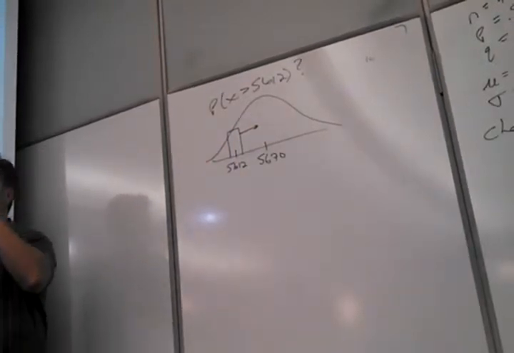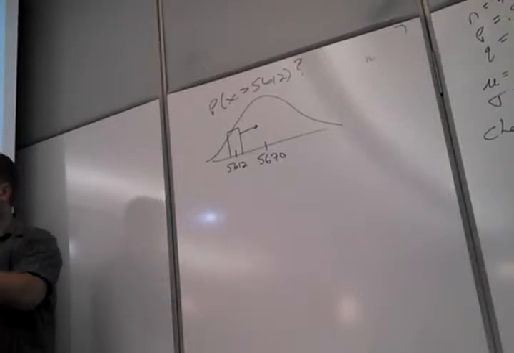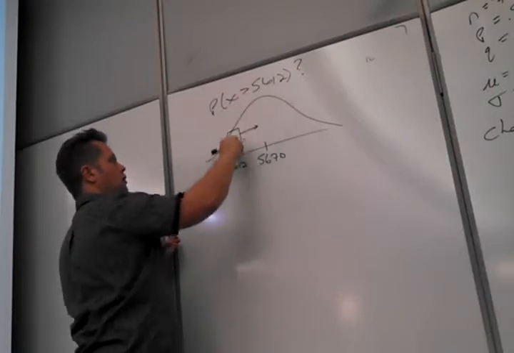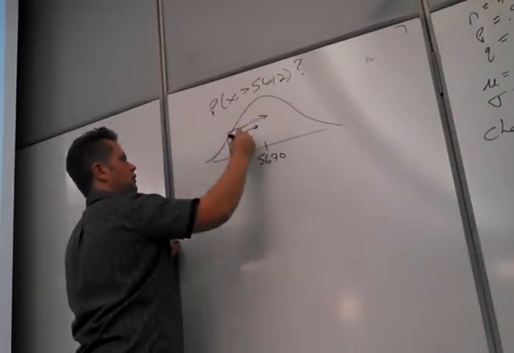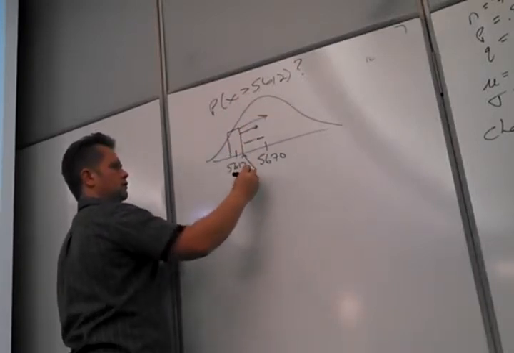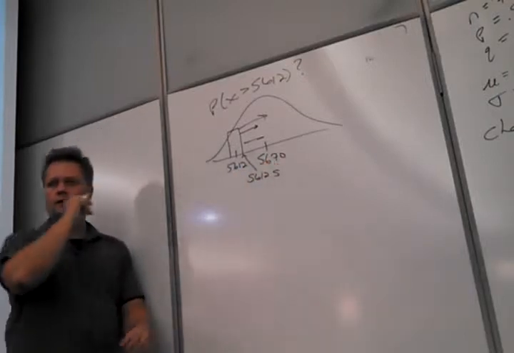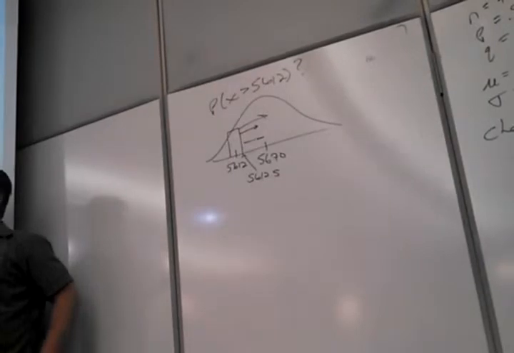Don't memorize. Just draw the picture. Think about it for like 3 seconds. If I start here and shade up, I include it. I don't want to include it. So I'm going to start it here and shade up. So where am I going to start? 5612.5. That's the continuity correction. You make a z-score out of that.